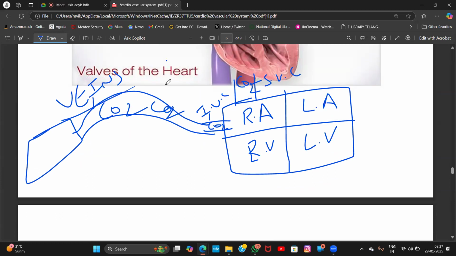Then these veins bring it. What are the functions of veins? Veins carry deoxygenated or CO2 rich blood from the body parts to the heart.